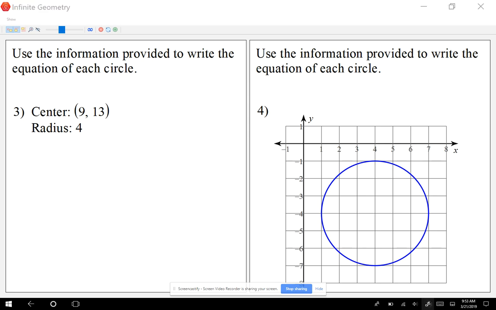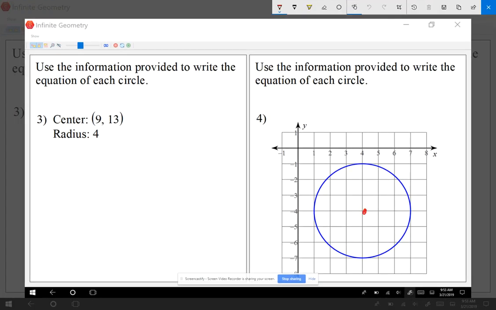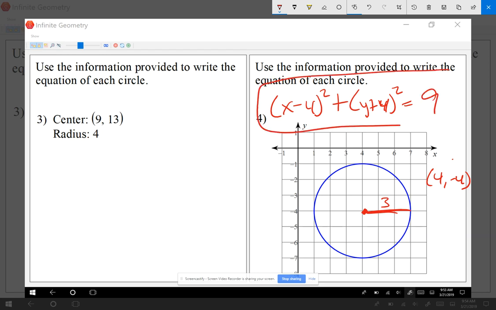All right. The center, in this case, is the point 4, negative 4. That's the center. So I'm just going to go x minus 4 squared plus y plus 4 squared. Once again, I change the sign on the x and the y. Equals, now the radius in this case is 3. Each square in this case is 1. So 3 squared, I'm going to call this 9.